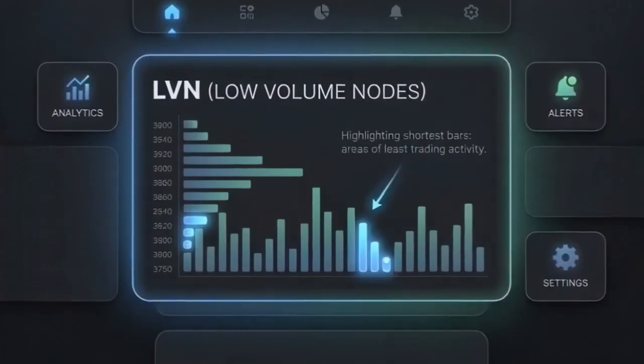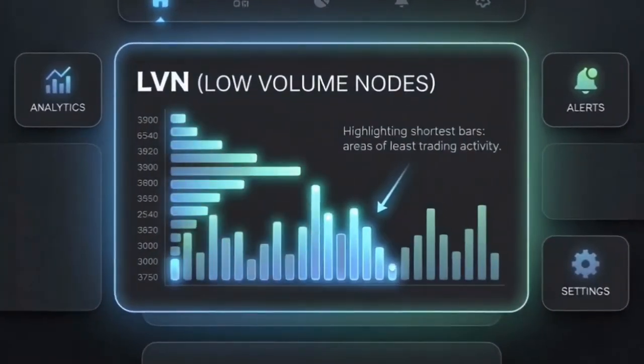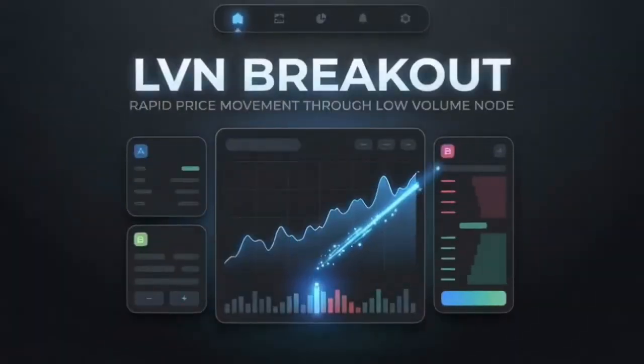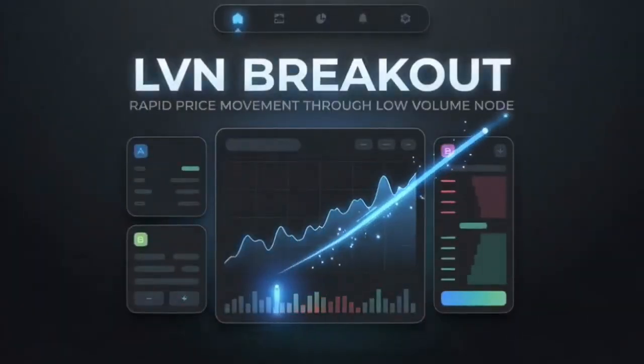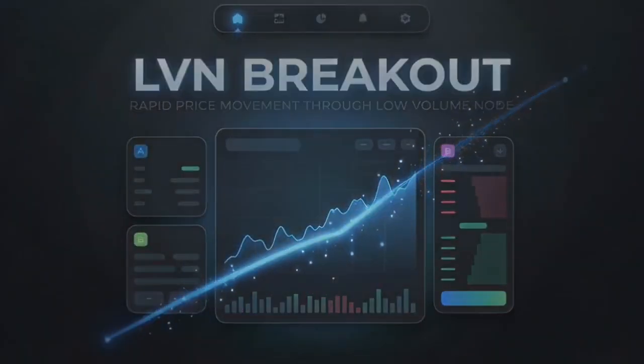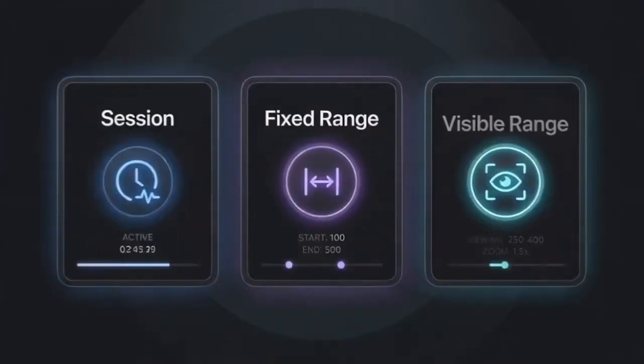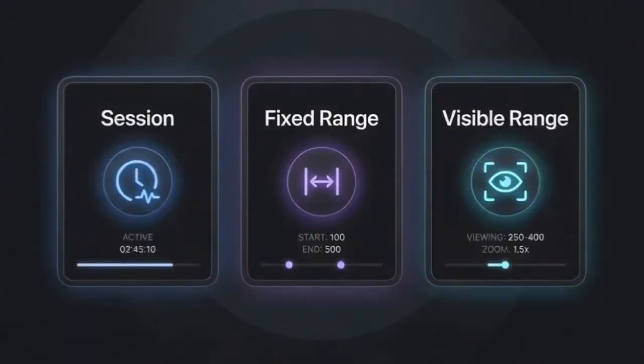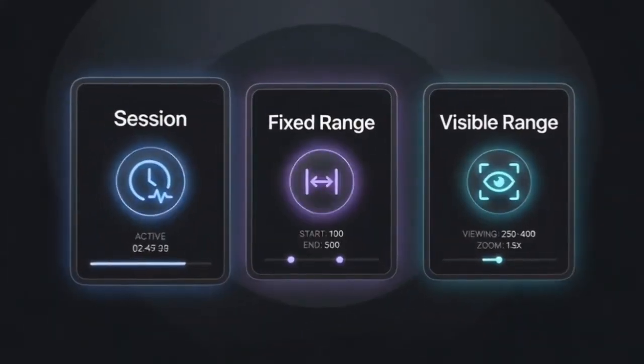Low volume nodes are the thin sections of the histogram where almost no volume traded at all. These are price levels with almost no resting orders. When price enters a low volume node, it moves through quickly with very little friction. That speed is an edge you can use. 3 modes, multiple settings, complete strategies.